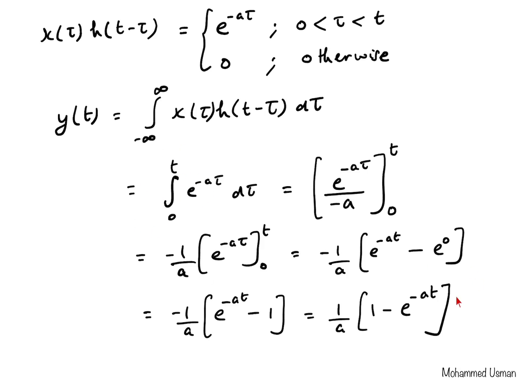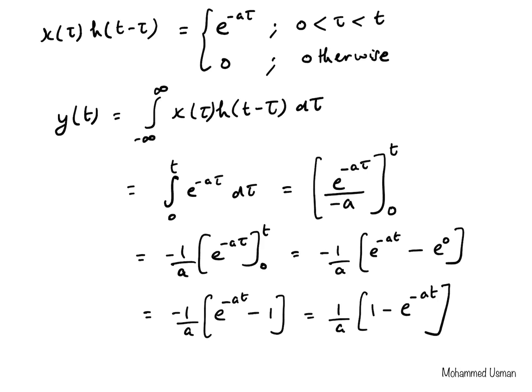Then we can integrate and find the response of the system to that particular input signal x of t. So what we see here is that the response of the system y of t when the input is x of t is 1 by a into 1 minus e power minus a t, and that is valid only for all values of t greater than 0, right?